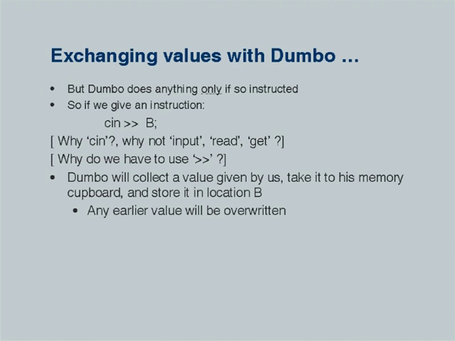cin >> B, semicolon. Again, why >> why not <<? Well, we shall see << very soon. But these are peculiarities of symbolism that people have used to define. Nevertheless, the purpose of cin >> B is that if we tell Mr. Dumbo cin >> B, what Mr. Dumbo will do is take the card, bring it to us, collect a value from us, carry it all the way to the major Mr. Dumbo, who will put it in the memory location, which will be named as B. This is very clear.